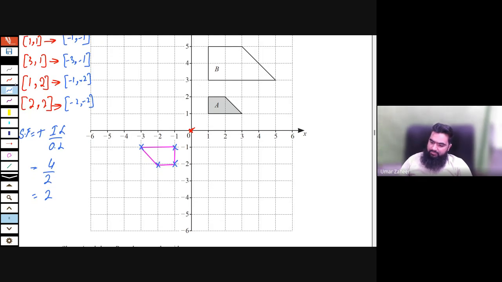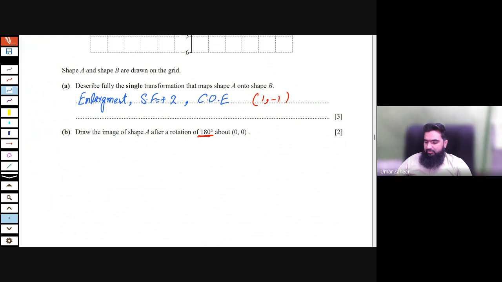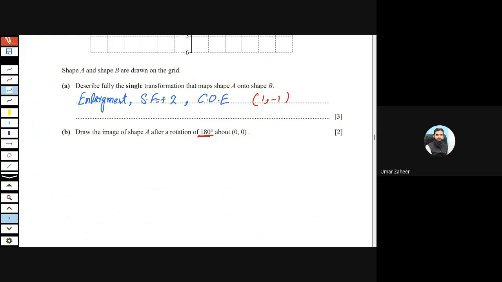Yes, everyone. Any question? So this is how you have to do the rotation of 180 degrees. I already told you about the formulas for how to rotate. We have different formulas for 90 degree clockwise, 90 degree anti-clockwise, and 180 degree. If you forgot it, you need to check the recording of the transformations. Okay.